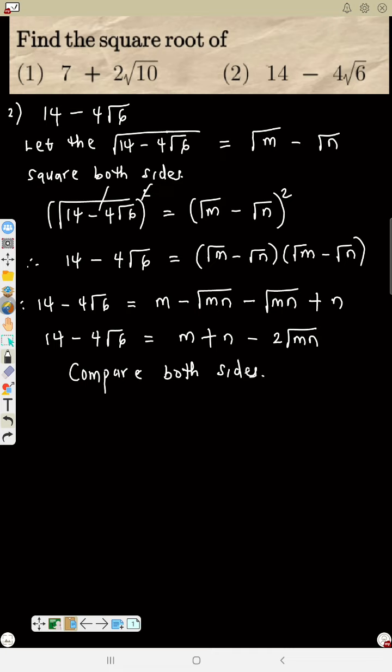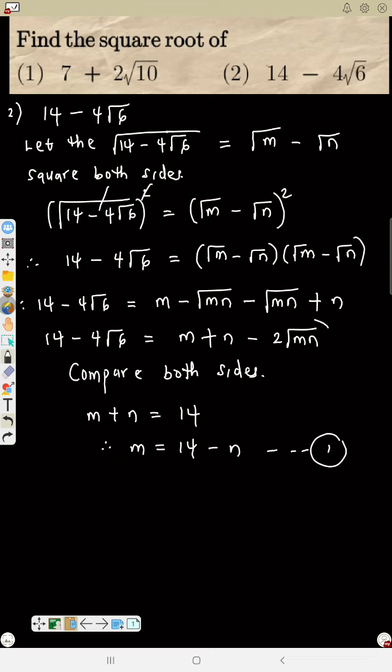Now if you compare both sides, m plus n will be equal to 14. Therefore, m is equal to 14 minus n. This will be equation 1.